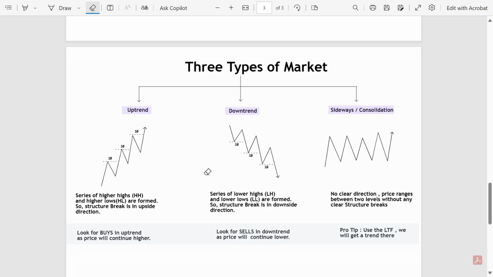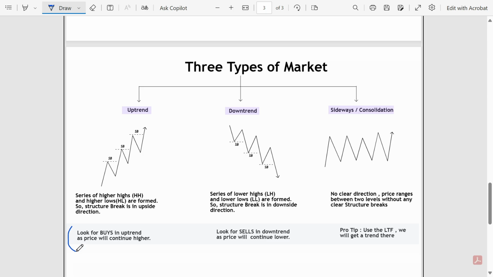The important point to note over here is in the uptrend market we look for buys. Okay, we look for buys, and in the downtrend market we look for sells as the price will continue lower and break more structures. Okay, so this is the thumb rule, and these are the three types of market.